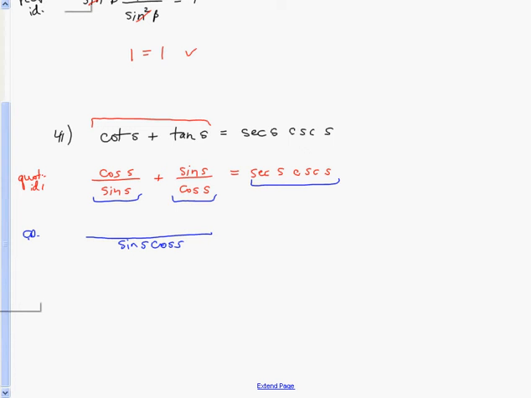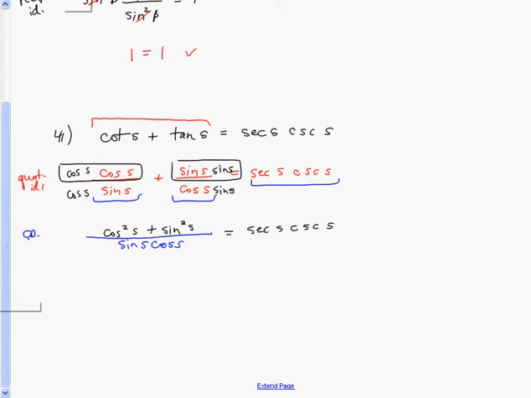Having done that, this would have been multiplied by cosine of s on top and bottom, so this would become cosine squared of s on top right here. This side would have been needed to multiply by sine of s on top and bottom, and so this top would become sine squared of s. And I still have my secant of s, cosecant of s over on the right hand side. Again, that was just getting the common denominator.